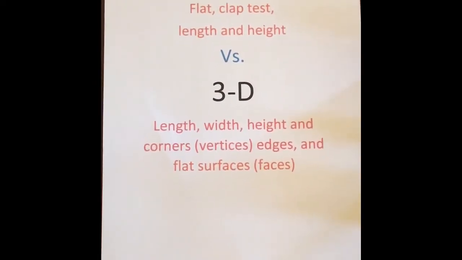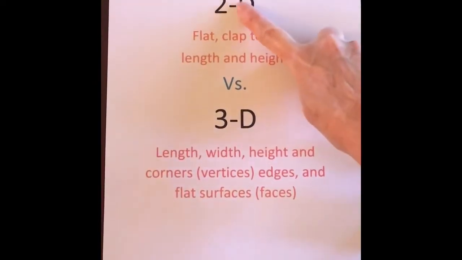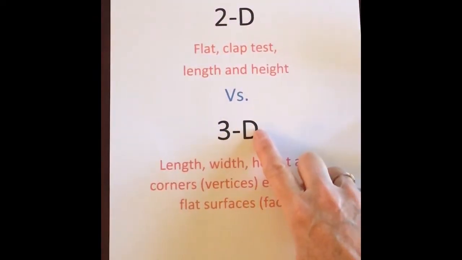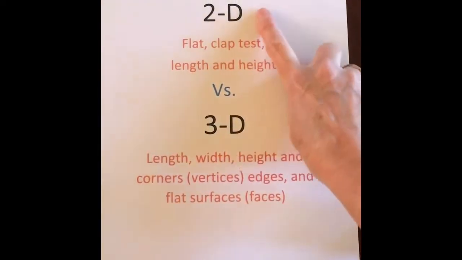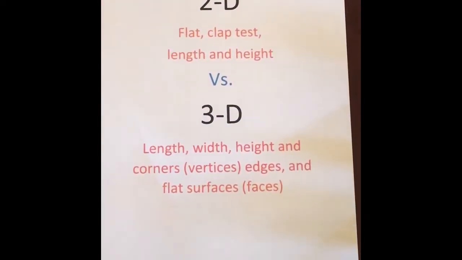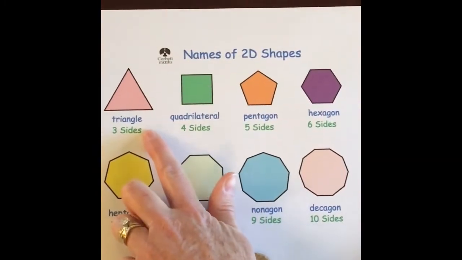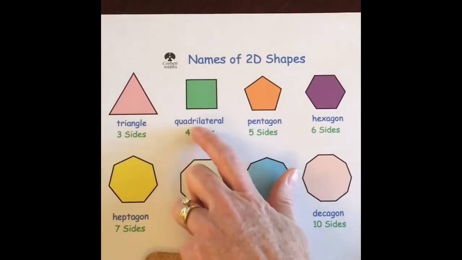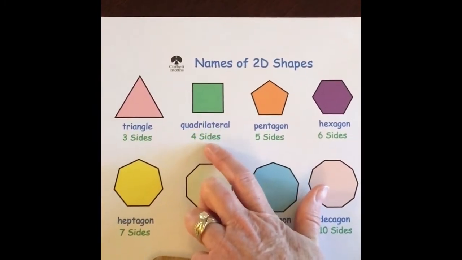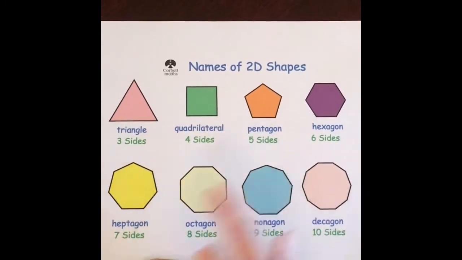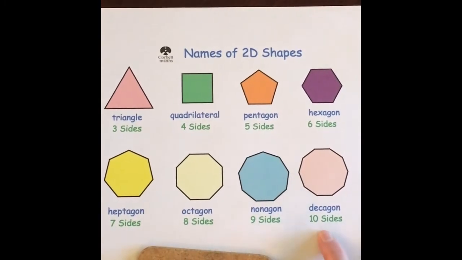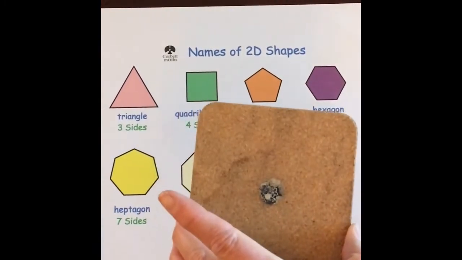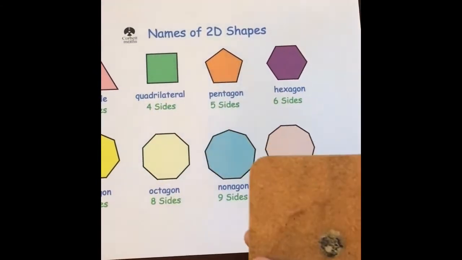Okay, let's talk about the difference between 2D, and remember the D is dimensional, versus 3D, which is what your math chapter is about. So 2D, the shapes are flat, and here's some examples of flat shapes. A triangle, 3 sides. A square, which is also called a quadrilateral, 4 sides. Pentagon, hexagon, heptagon, octagon, nonagon, and decagon. And I found a square coaster, and it is flat.